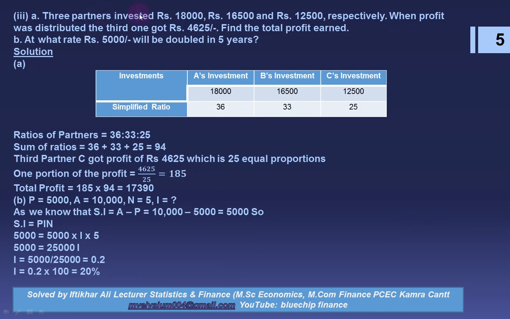Question number 3. Three partners invested rupees 18,000, 16,500 and 12,500 respectively. When profit was distributed, the third one got rupees 4625. Find the total profit earned.